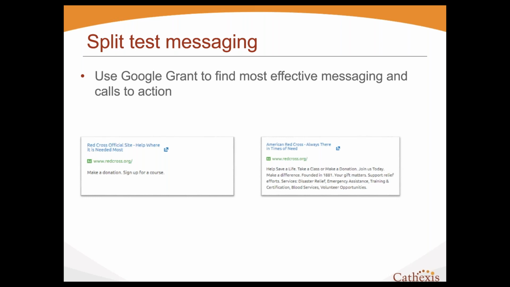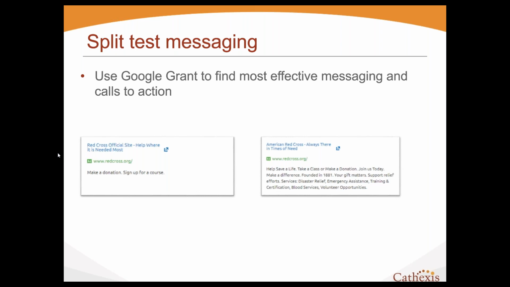Right, moving on from that, we're going to talk specifically about split testing the messaging in the Google Grant. When you use the Google Grant, as I mentioned a moment ago, they require that you have at least 2 different ads for each ad group. What that means is that you run these 2 ads against each other, and you have the ability to see which of these works better.